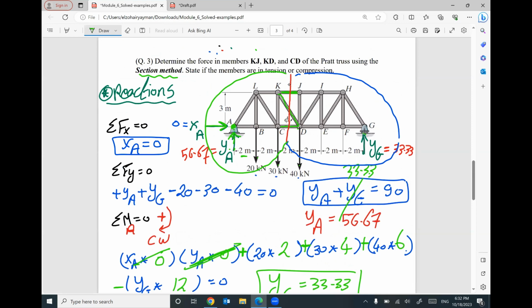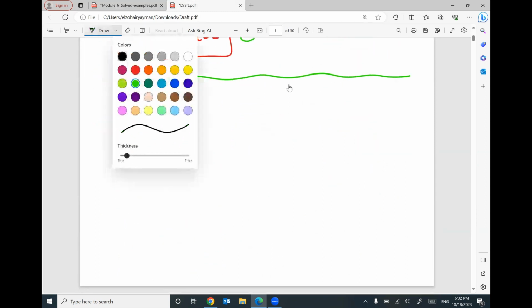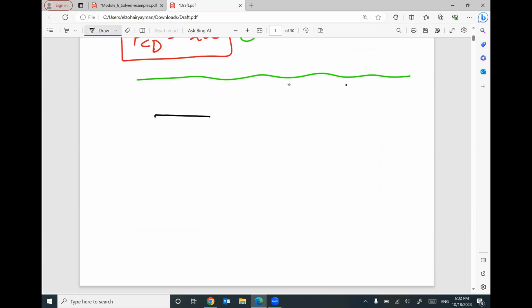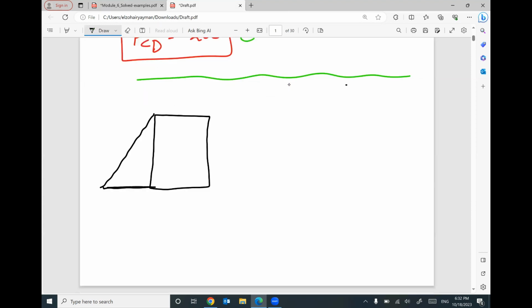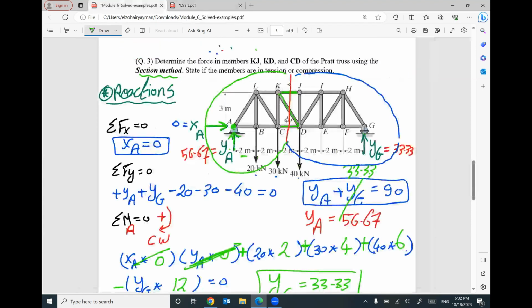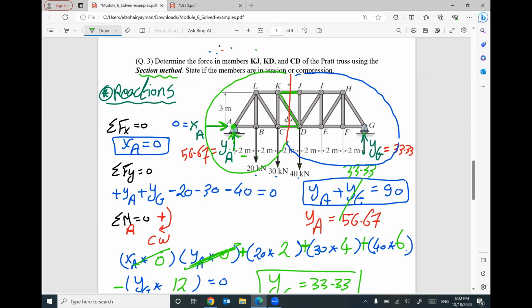What do you have on your left? I have these members: A, B, C, K, L. These members, I did not touch them. I did not touch this member, this member, this member, this member, this member. So I will keep them as they are.